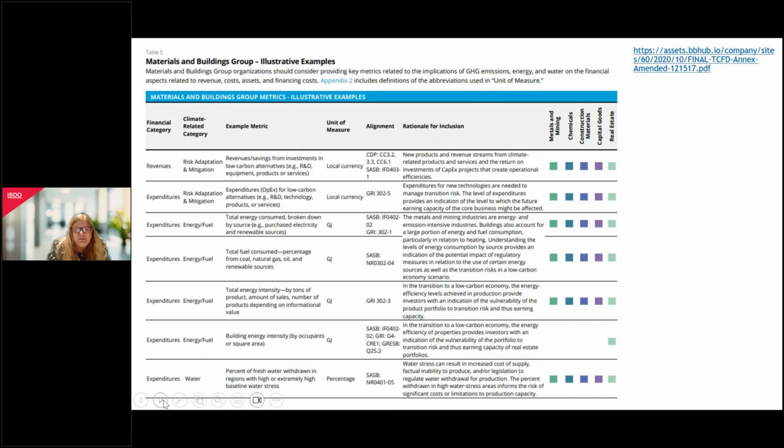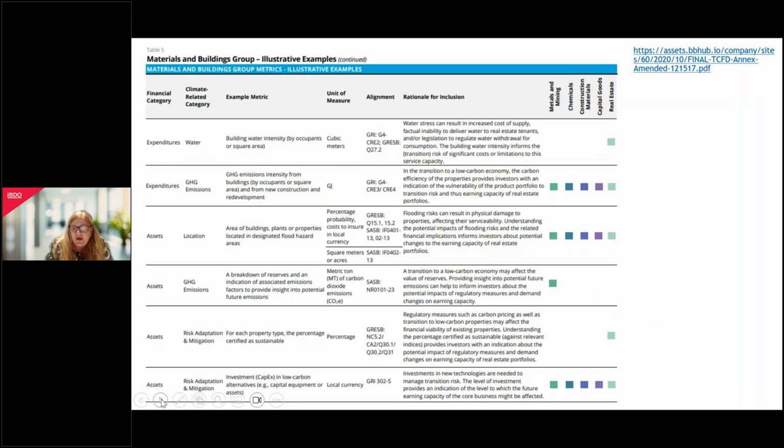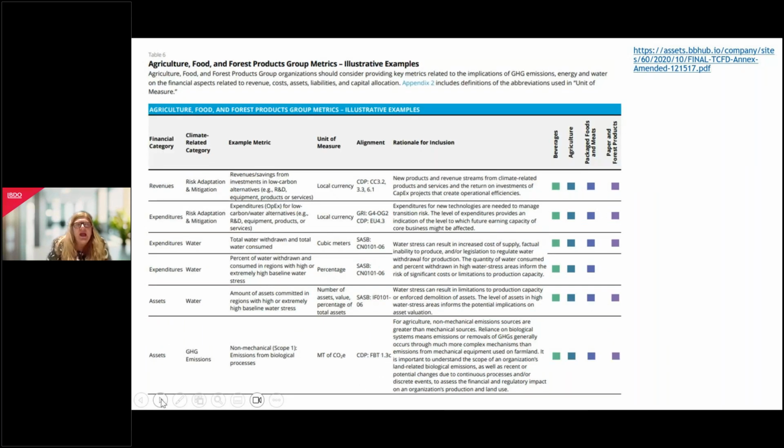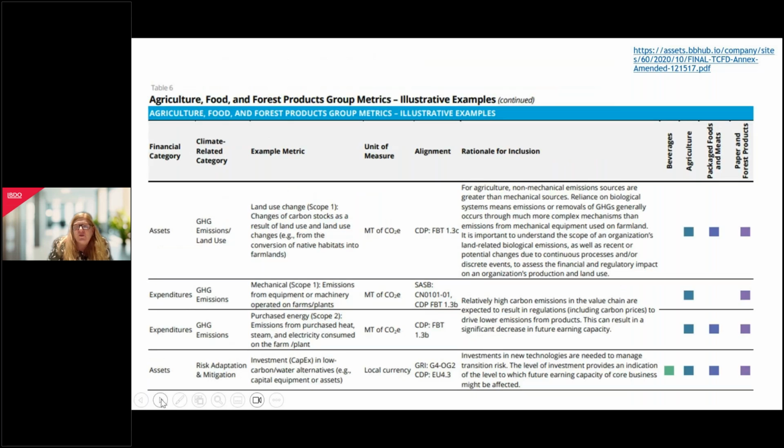A materials and building group, again, if you look at the categories: risk adaptation, energy and fuel, water. So if you look at the materials and buildings group, how would water be relevant? The percent of fresh water withdrawn in regions with, again, a high or extremely high baseline. Materials and buildings, there's more on greenhouse gas emissions, on water. Lots of examples for you to think about. And this one is across agriculture, food, forest products. Another example. So those are from the TCFD.